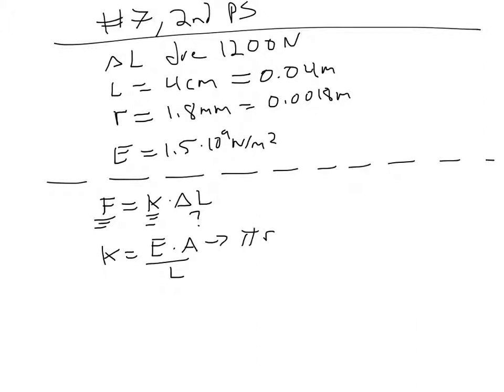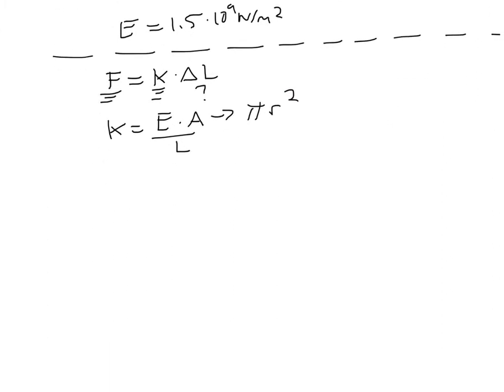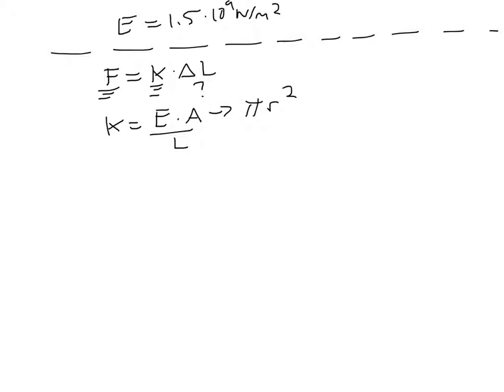We're given the modulus of elasticity, we're given the length, and we can solve the area as the radius squared times pi, πr squared. So now all of the constituents of this tendon stiffness are known. Let's go ahead and write out the full equation. We'll call this equation 1.